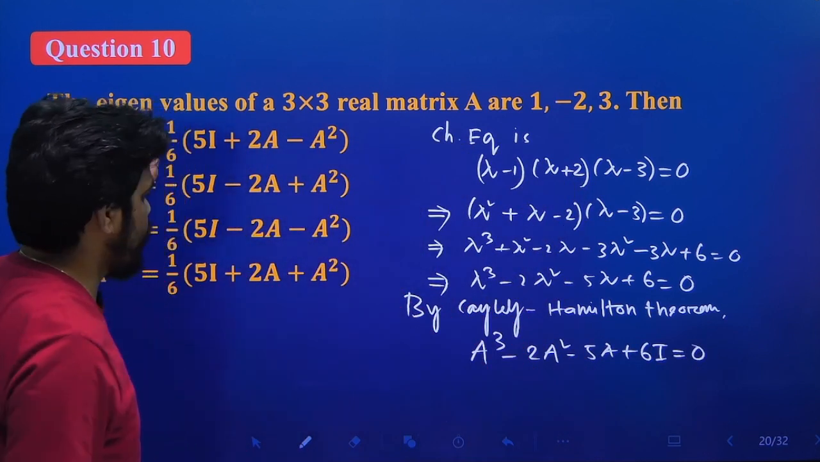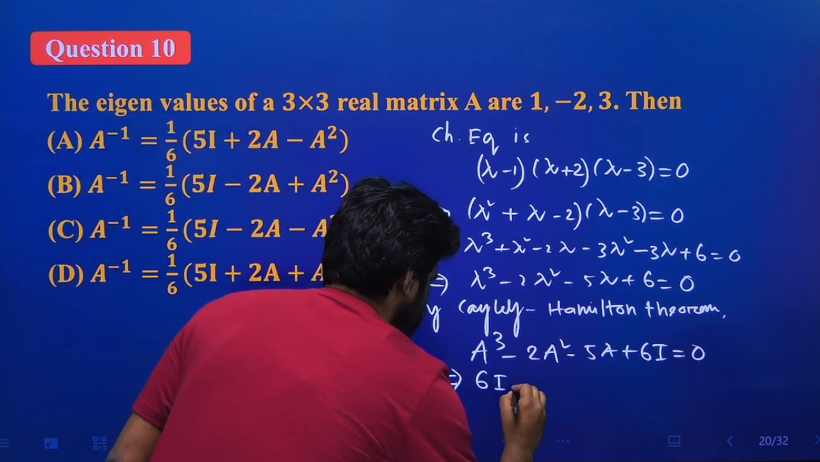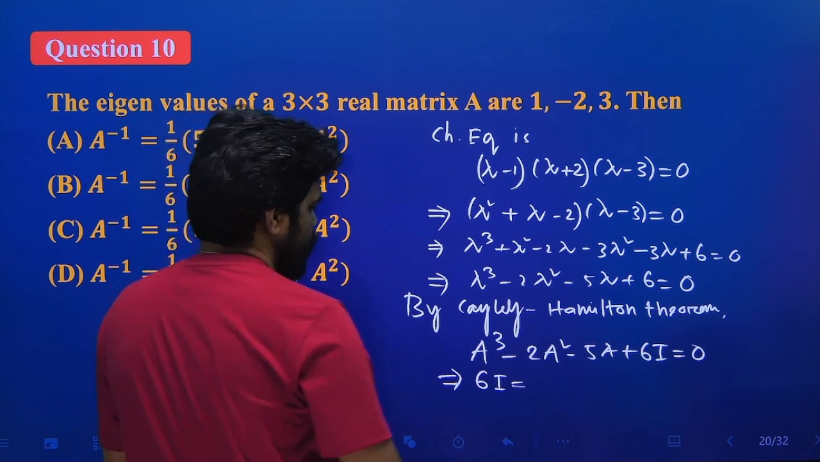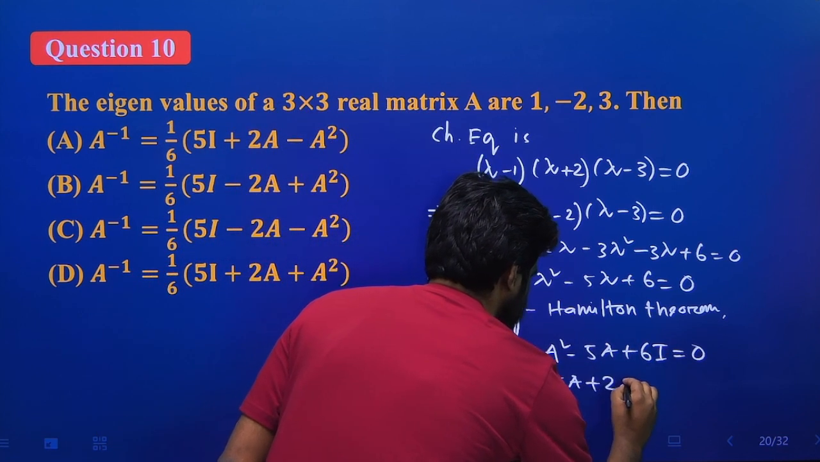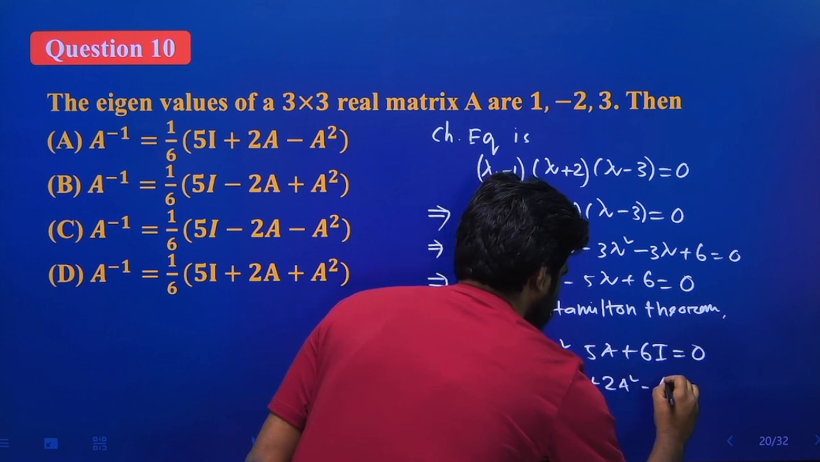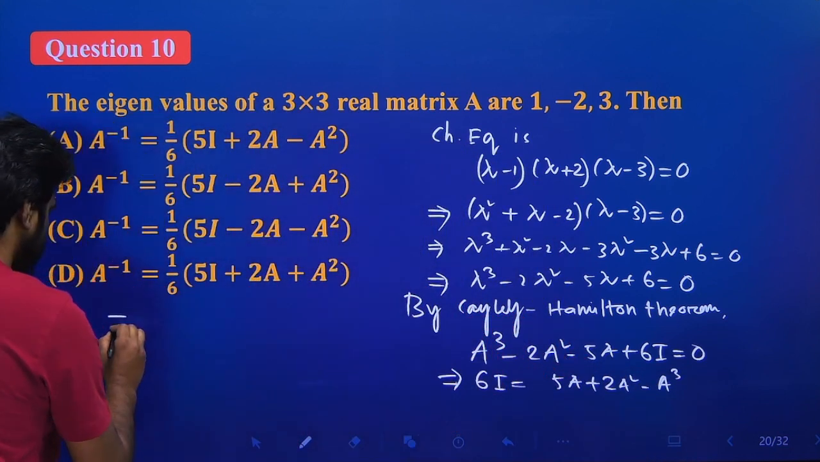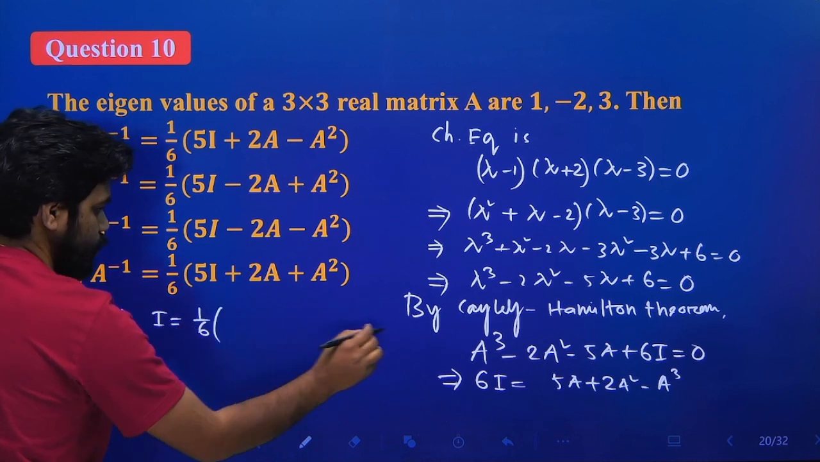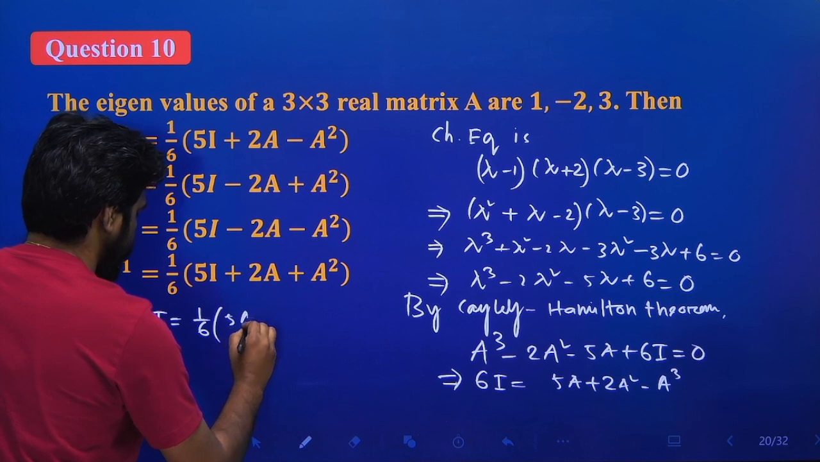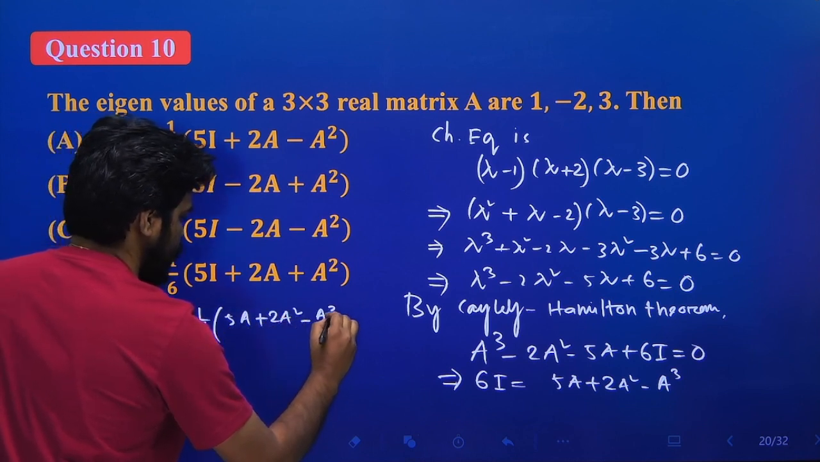We have to find A inverse. So this implies 6I is equal to 5A plus 2A square minus A cube. So multiplying, this implies I is equal to 1/6 into 5A plus 2A square minus A cube.